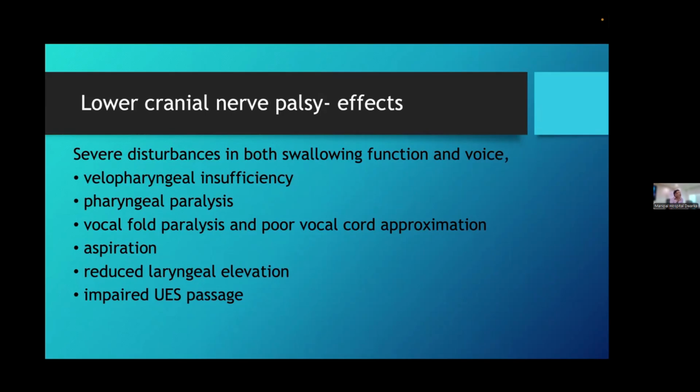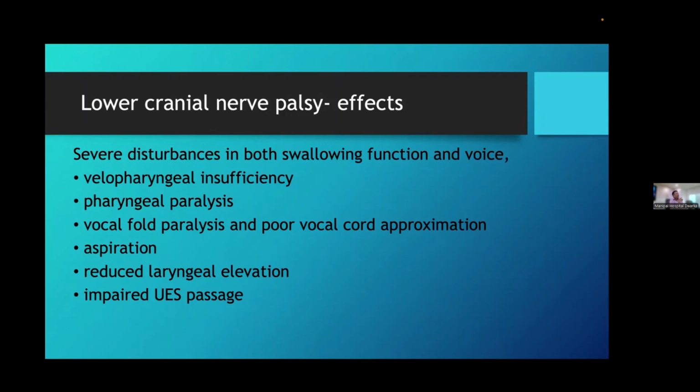So lower cranial nerve involvement can cause severe dysphagia and swallowing problems, and the patient can have voice problems also, right? So what are the causes? Because it's a high lesion in the skull base, the whole of the vagus nerve is involved, including the pharyngeal plexus, right?